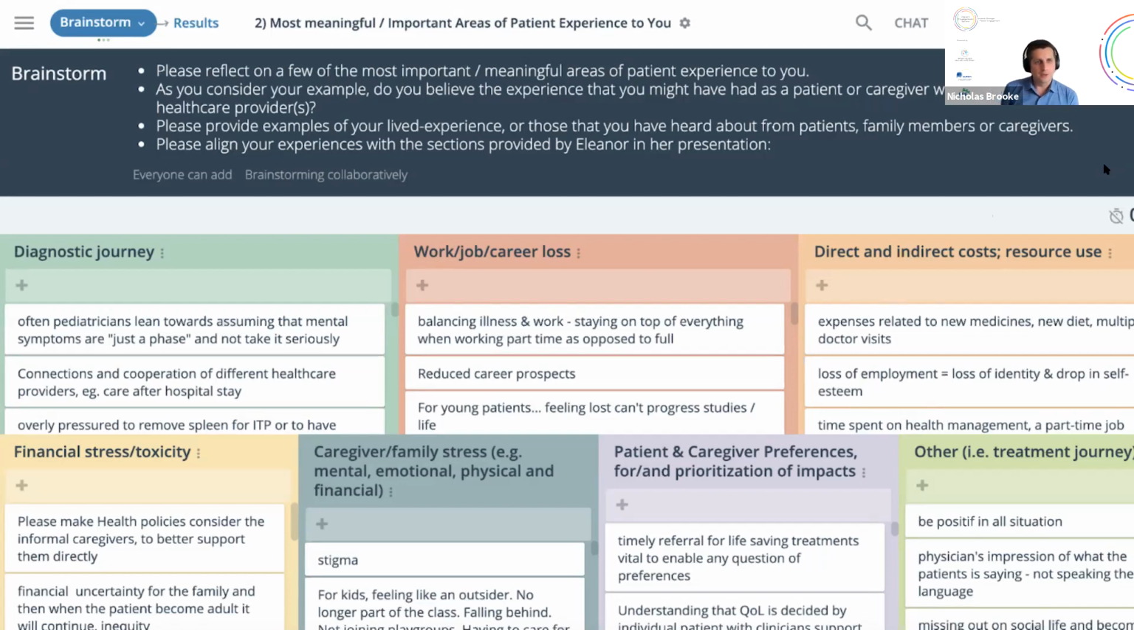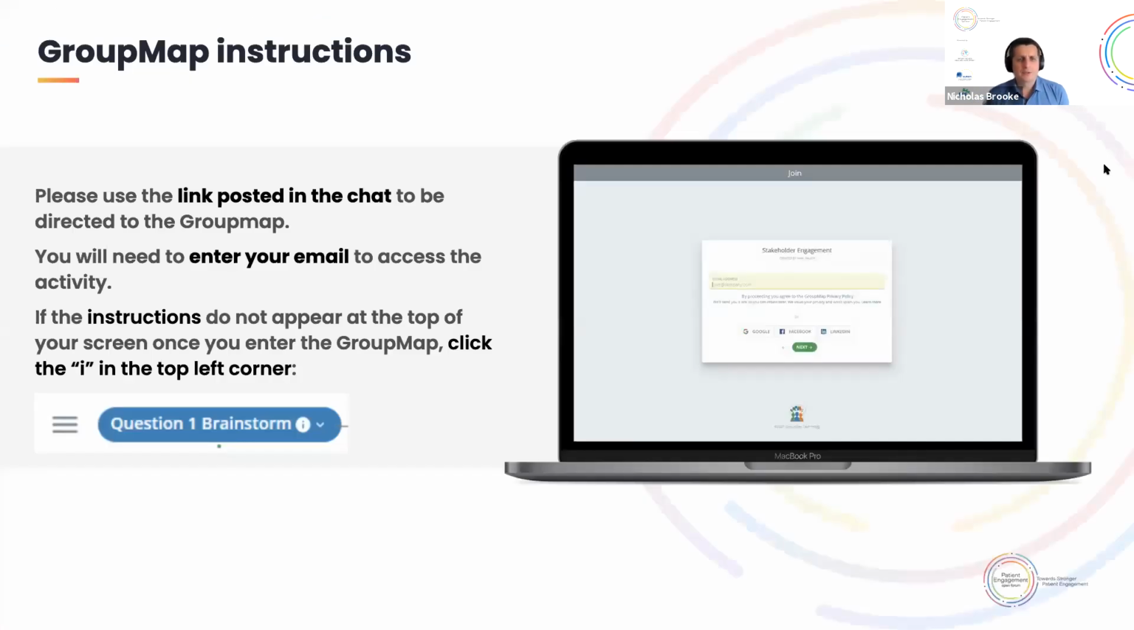So we have 21 participants on the group map. Let's maybe focus on that.